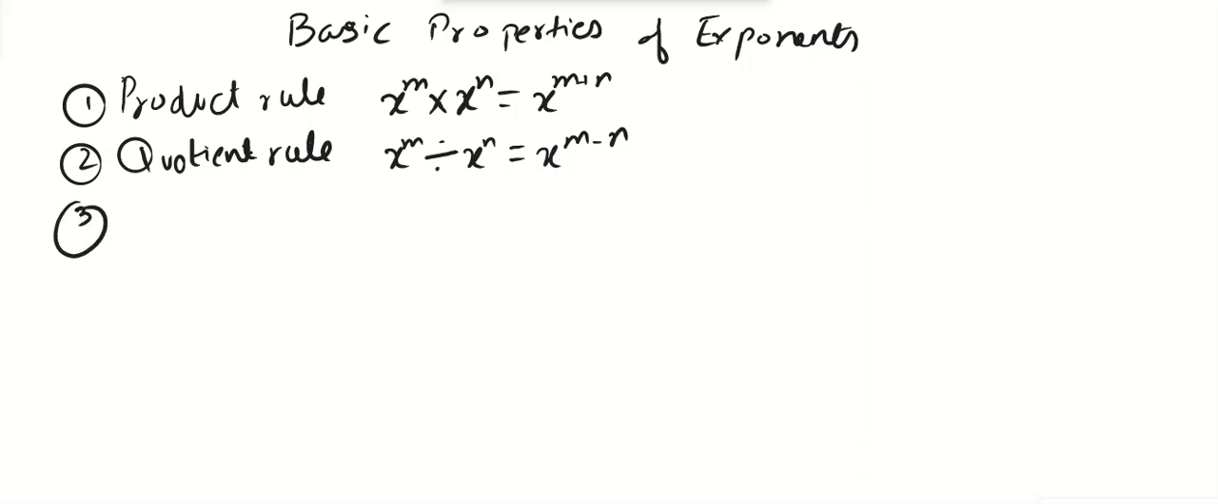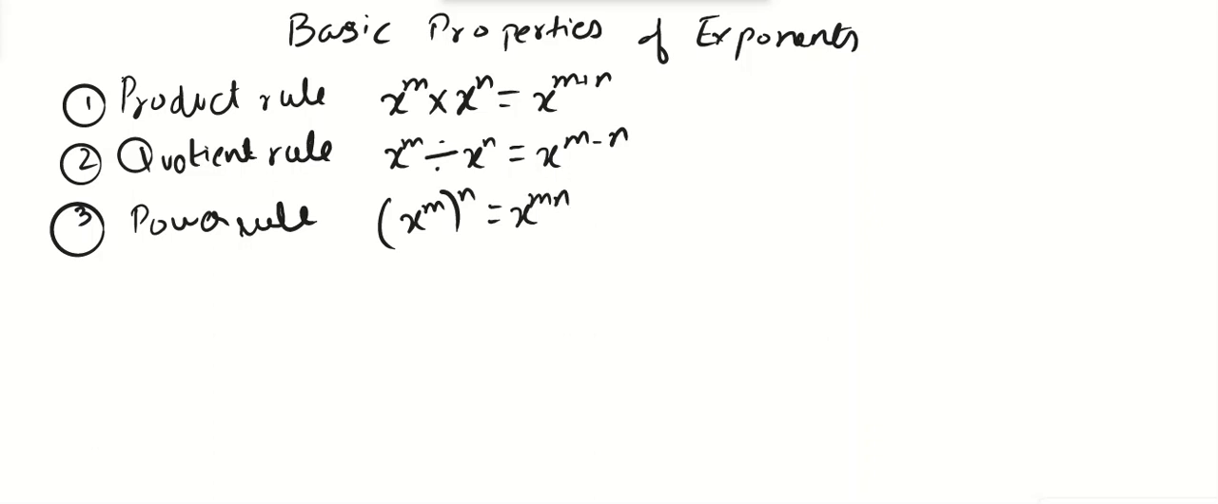The third property that we are going to discuss is the power rule. The power rule states that if we have a base with an exponent of m, and all of this has a power of n, we can write it as x raised to power m multiplied by n.